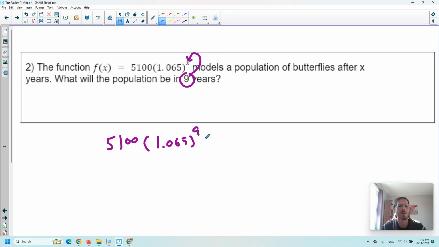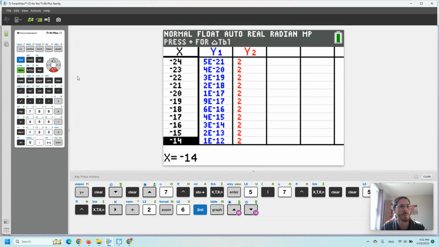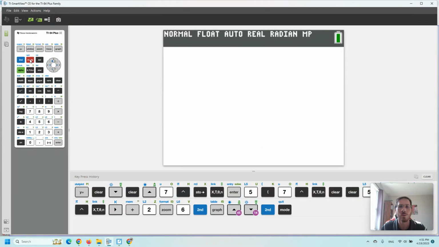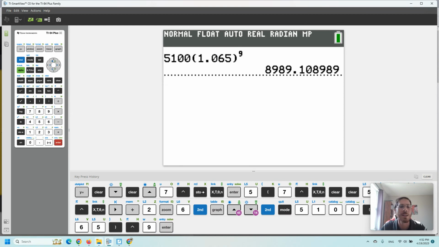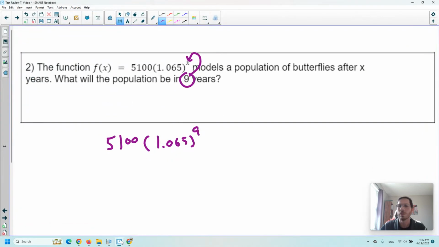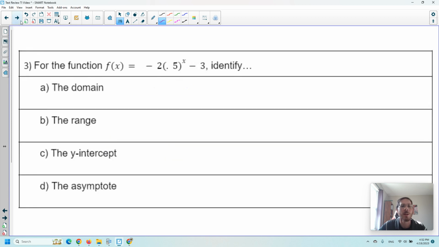And again, if we want to throw this in the calculator, not too bad. Second quit, 5100, 1.065 to the power of 9. And that's going to give us our answer, 8989. That's it. Again, we can round to the nearest butterfly. Makes sense, it's a butterfly.